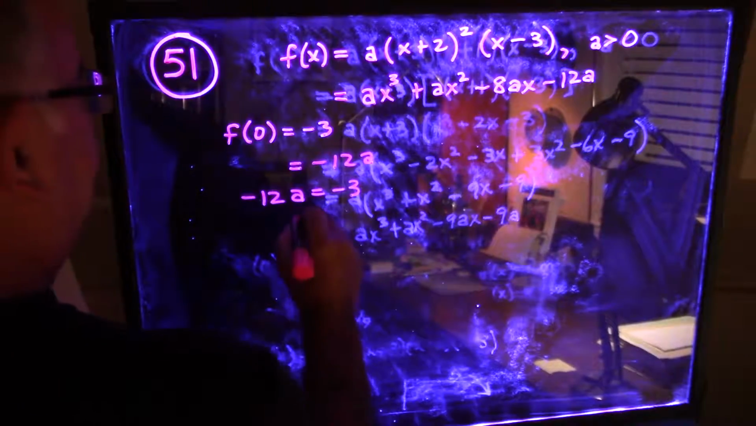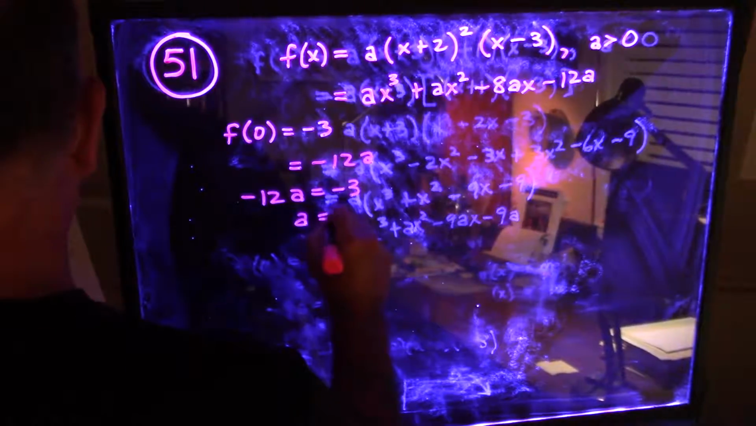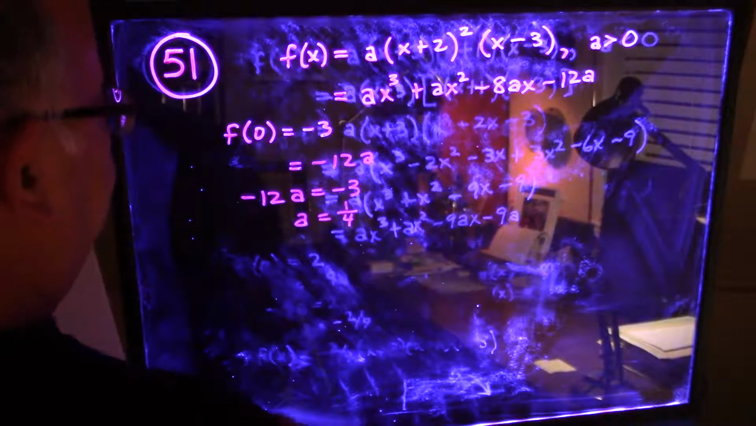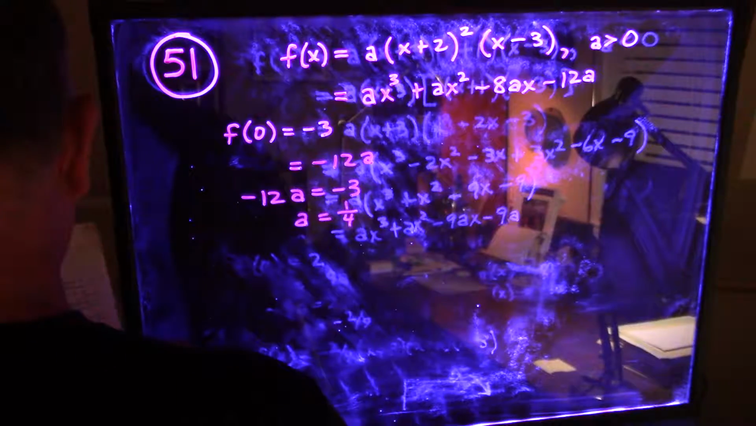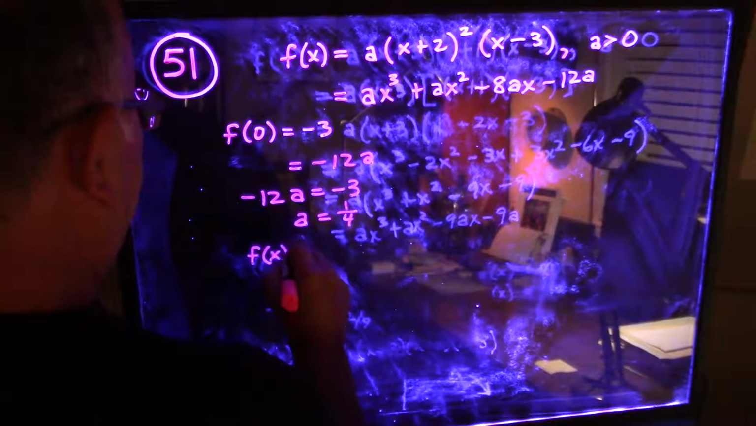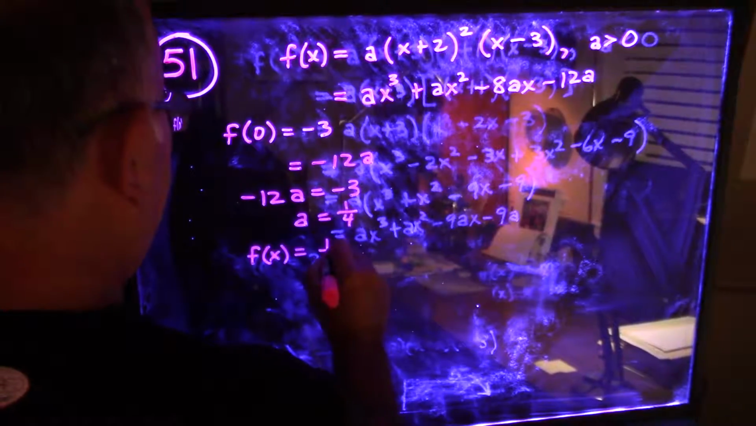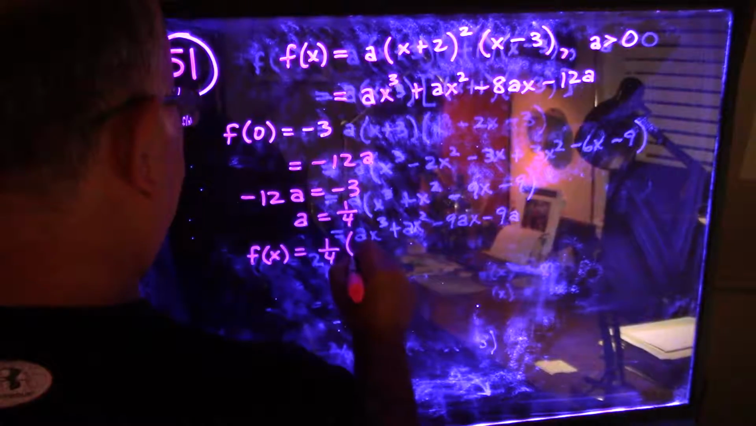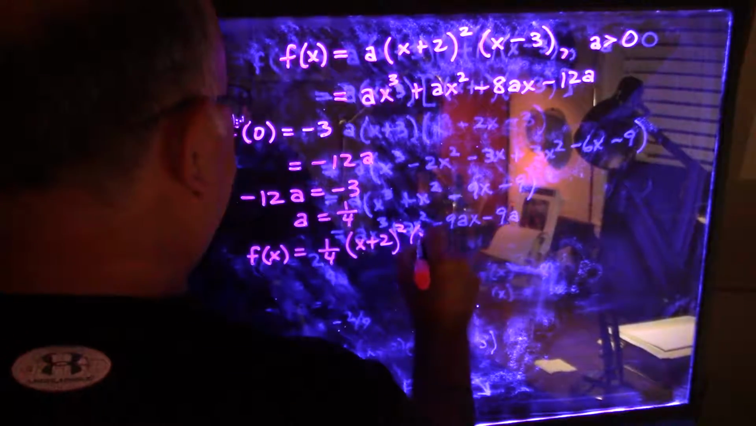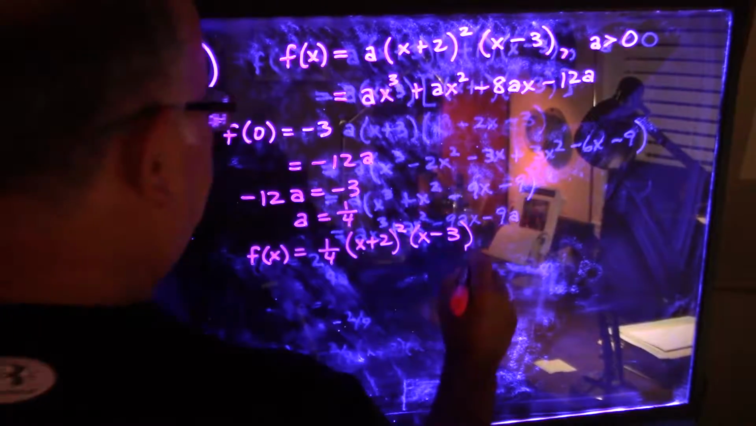Divide both sides by negative 12 and you get a is equal to positive 1/4. And a is positive like we thought. So finally we write the function f of x equals 1/4 quantity (x plus 2) squared times quantity (x minus 3).